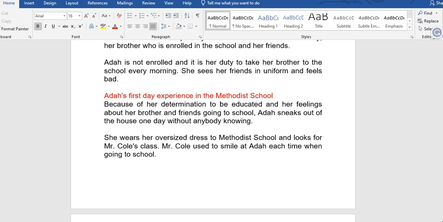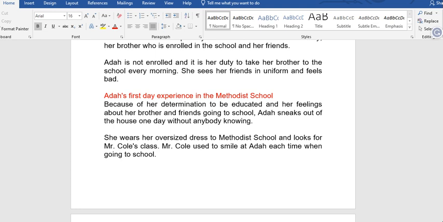Now you have to talk about her first day experience in the Methodist school. This is the mainstream of the question now. The first section has to do with the relation to the theme. The second section is character identification. This is the question that is asked, so we now go to the question.